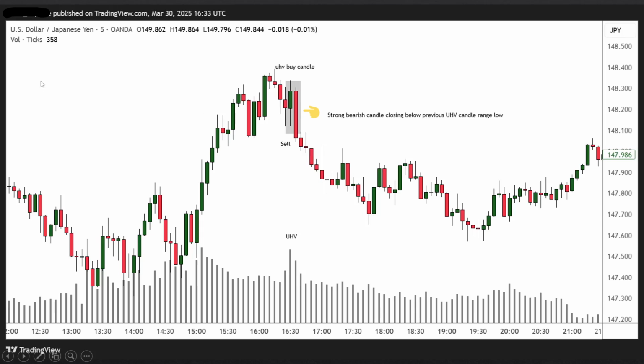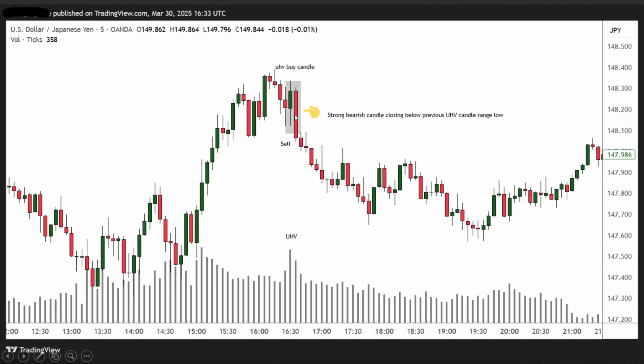Now this is a USD JPY chart, 5-minute chart. There is a buy candle, a small size buy candle with an ultra high volume, a volume which is greater than the previous whole day volumes, and then the next candle closed well below the low of the previous buy candle, suggesting that now buyers are not in control.